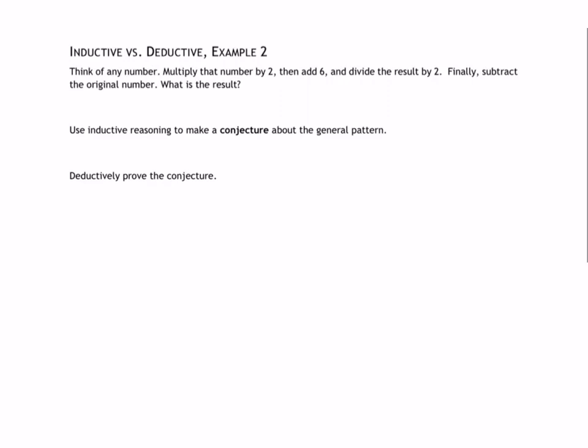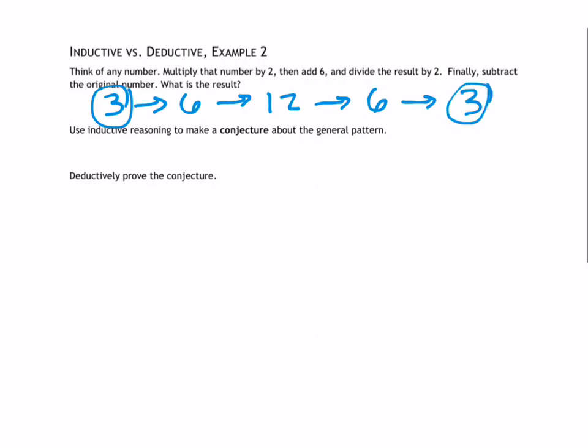Here's another example of inductive and deductive reasoning working together. So we're returning to some of the number patterns that you explored back when you did an inductive worksheet. And so you've already done this first part. You thought of a number. I'm going to go with maybe 3. You multiplied that number by 2, added 6, and divided the result by 2, and then finally subtracted the original number. And if you remember, it turns out that no matter what number you start with, you always, hopefully, ended up with a 3 as an answer.